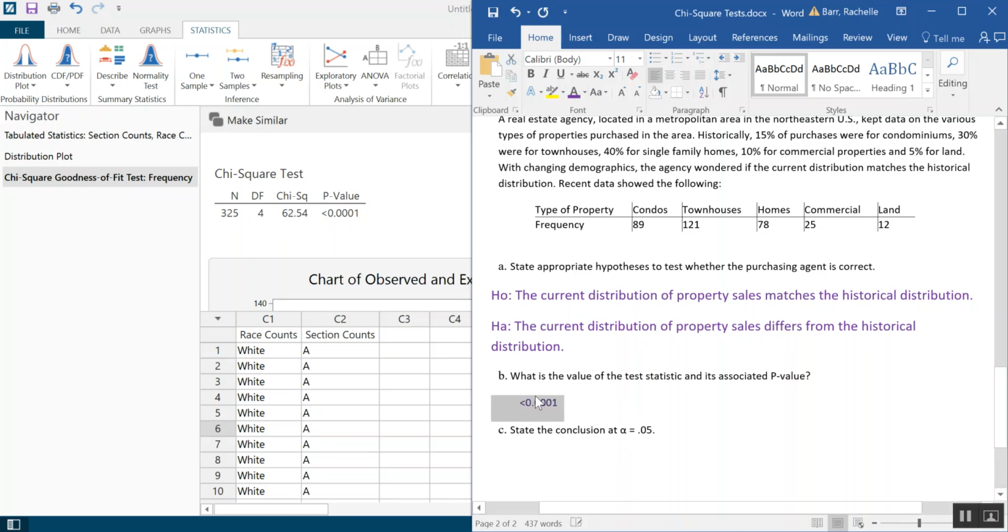And when it says stuff like this, usually what I do if I'm the reporter of this information, I always list the chi-square value as well, just because it makes it a little clearer on why this is so small. And that's because the chi-square is huge.